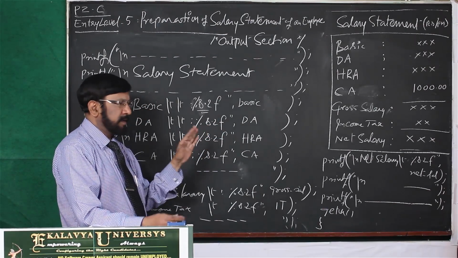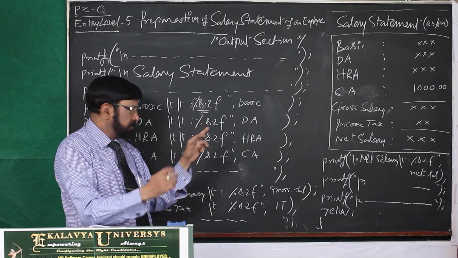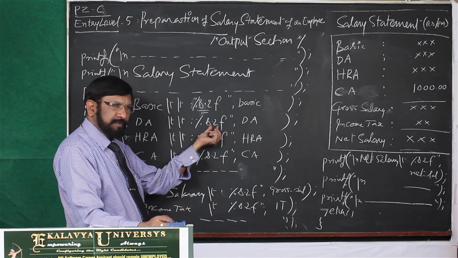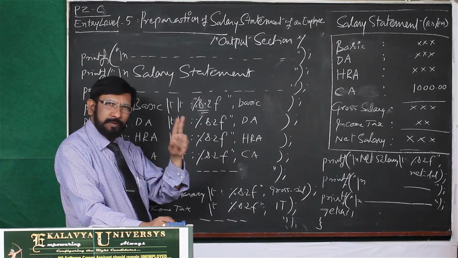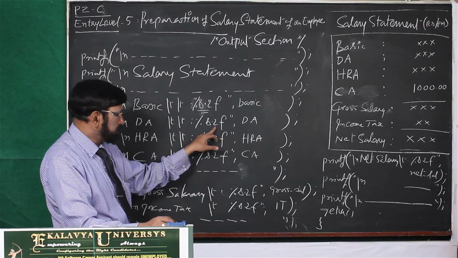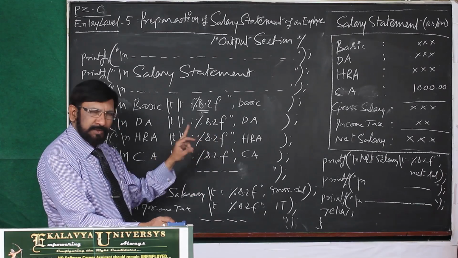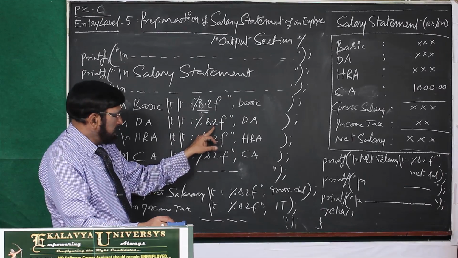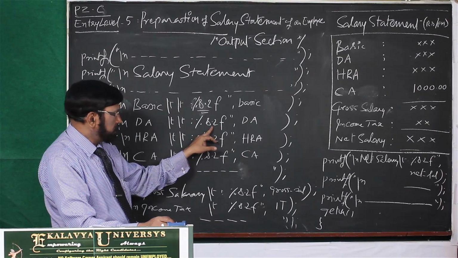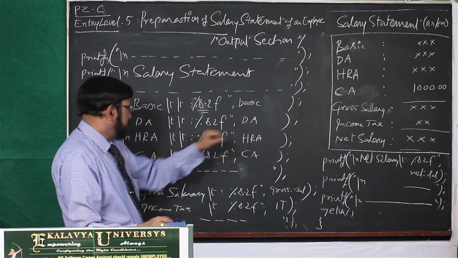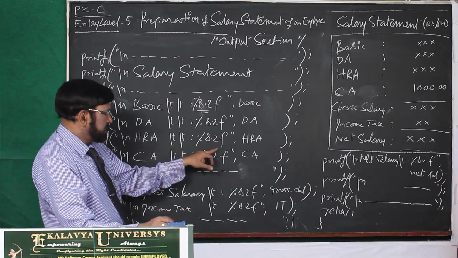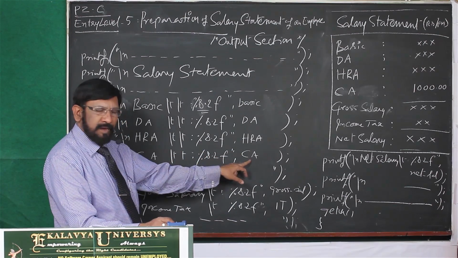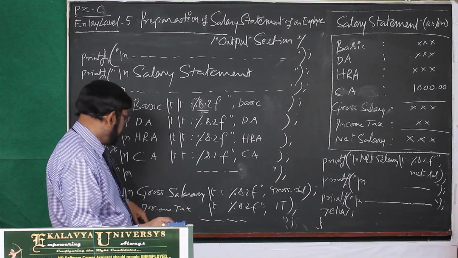What is the meaning of that? 8 spaces are to be reserved for this data. After the decimal point, you want to print only 2 digits. That is the meaning. For all the rest, it is the same thing: 8 spaces are to be allocated for your number, and 2 digits are to be printed after the decimal point. That is the DA you are printing. In the same manner, HRA you are printing. In the same way, this is the conveyance allowance you are printing.